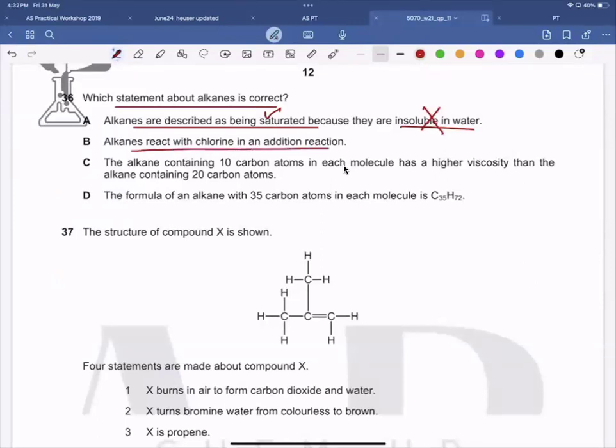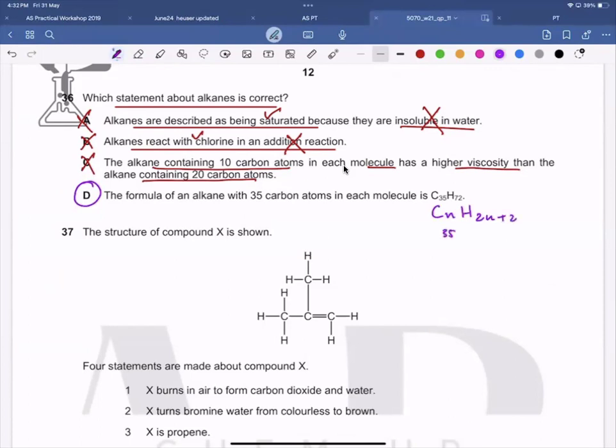Alkene react with the chlorine in addition reaction. Yeah, they react with the chlorine, but not in an addition reaction, in a substitution reaction. The alkene containing 10 carbon atoms in each molecule has a higher viscosity than the alkene containing 20 carbon atoms. No, the more carbon atoms, the more viscous it is, the more it resists the flow. So C is wrong as well. So we are only left with the D option. Yes, very good, Rahim. So D is the correct answer, that the formula of alkene with 35 carbon atoms in each molecule is C35H72.